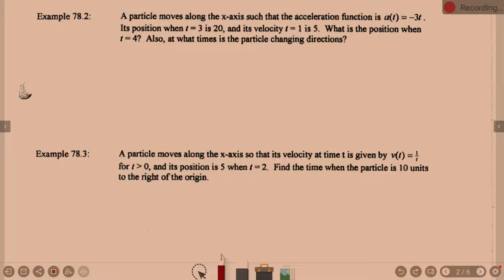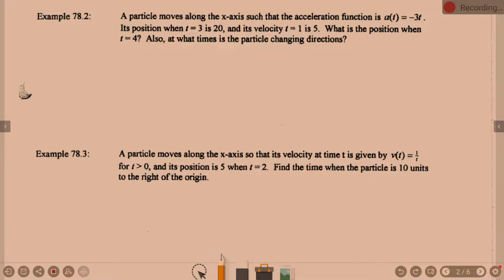A particle moves along the x-axis such that the acceleration function is a of t equals negative 3t. Its position when t equals 3 is 20. Its velocity when t equals 1 is 5. What is the position when t is 4? Also, at what times is the particle changing directions? Get that all?